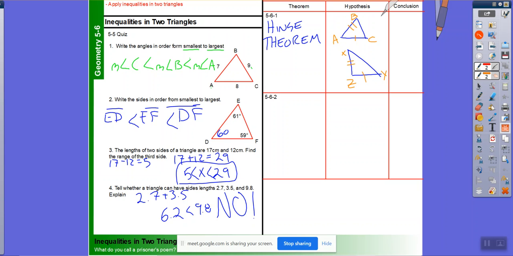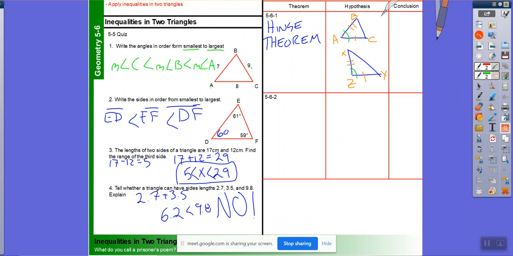All right. So if we have two triangles that have two pairs of congruent sides. In this case, we have side AC is congruent to side ZY, and we have side AB is congruent to side ZX. Now, if we have two different angles, the angle that is adjacent to both sides, so we're talking about this angle here.